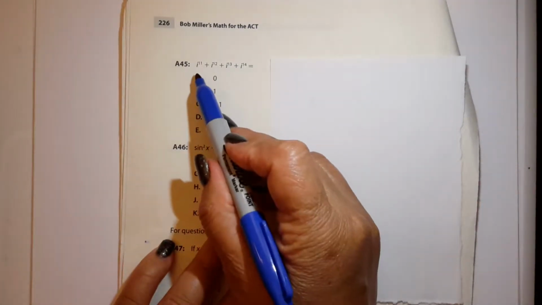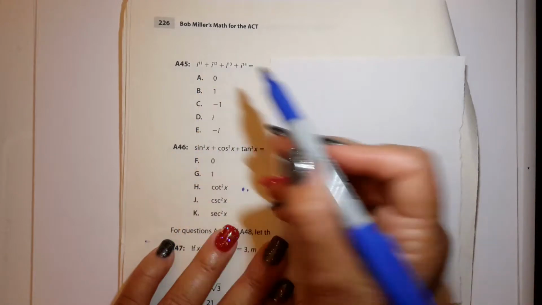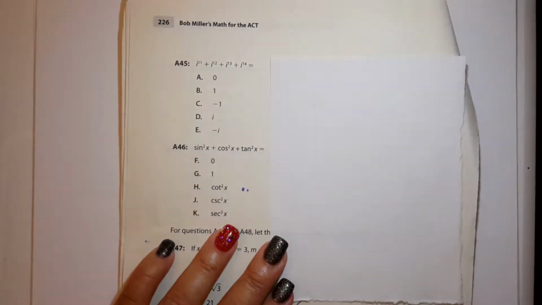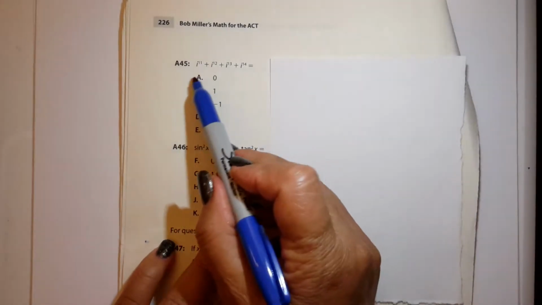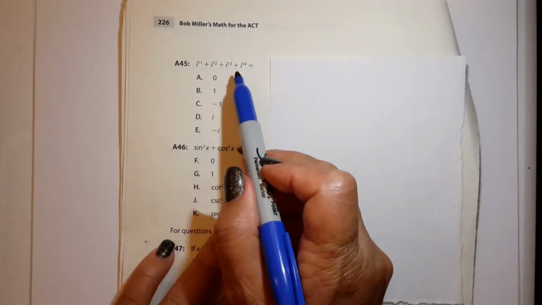I'm going to be solving problem A45, and it's a number that has to do with the imaginary number i. The same way that I asked you before, if you don't remember matrices, when you look at the book that we're using, Bob Miller's Math for the ACT, there's a section that explains matrices. There's also a section, I believe, that explains imaginary numbers.